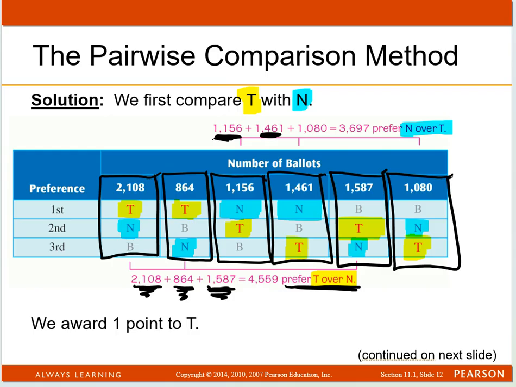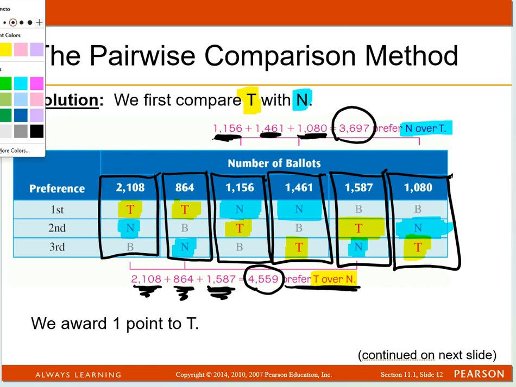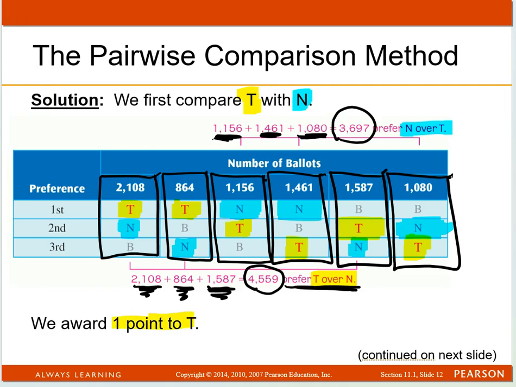And then I go to this last column, and these people, again, they would much rather have burritos, but burritos isn't an option right now. It's either tacos or nachos. Pick one. And obviously they picked the nachos. So those people are up here. And I've done all the columns, so we just look at our totals, and the total here is 4,559. The total here is only 3,697. More people would rather have tacos than nachos, so 1 point goes to tacos.